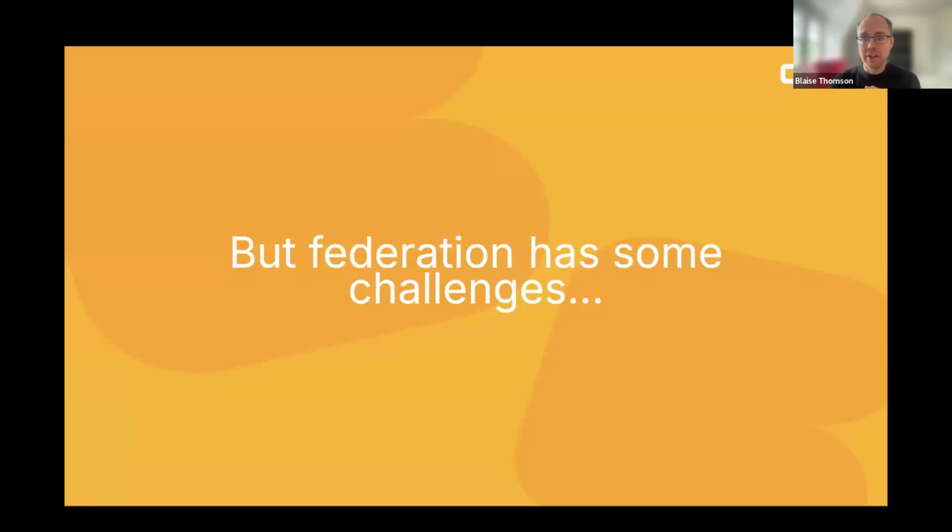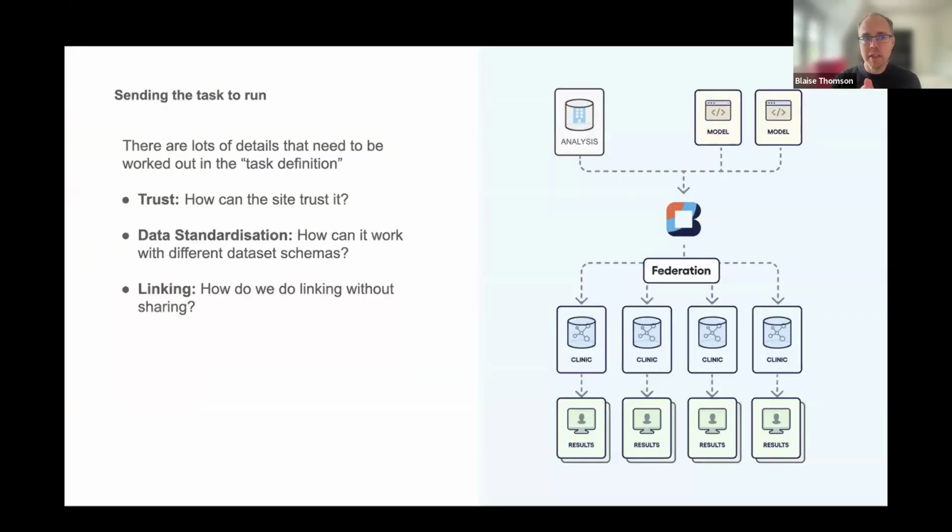But I think there are some interesting challenges which we probably hadn't fully appreciated before we got into this. So I want to talk about three key ones. And I guess they all come around to this question about what the task is that's going to be run in a federated fashion. The first relatively big issue is a question of trust. How can the sites trust that the data is not going to be leaving in this federated world? How can they trust that it's not going to do some analysis that they didn't expect?